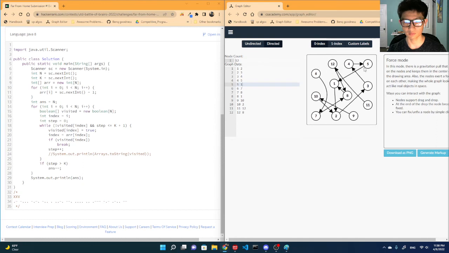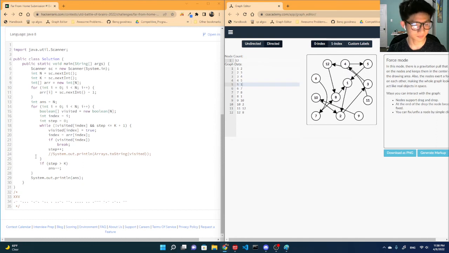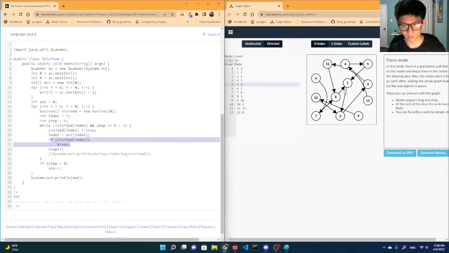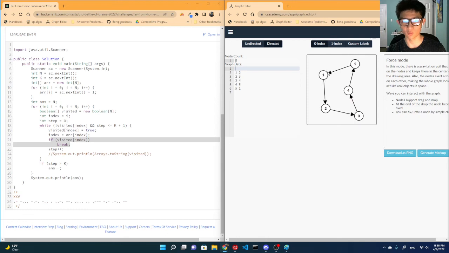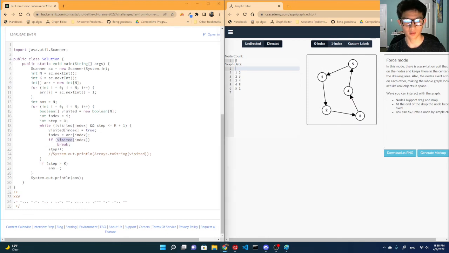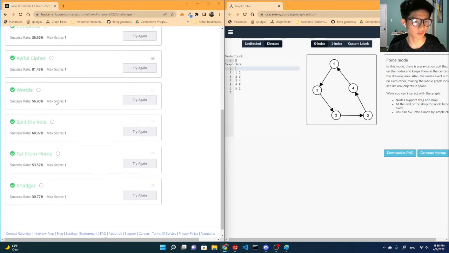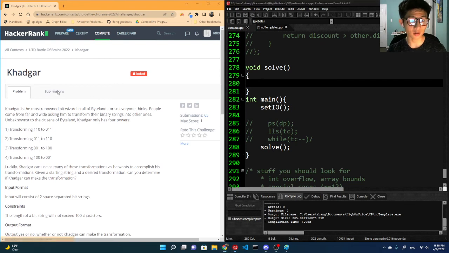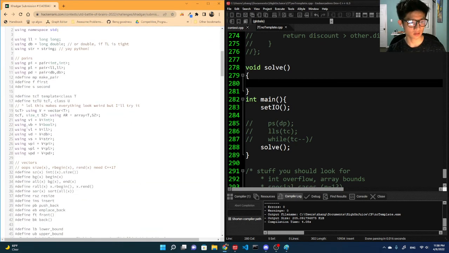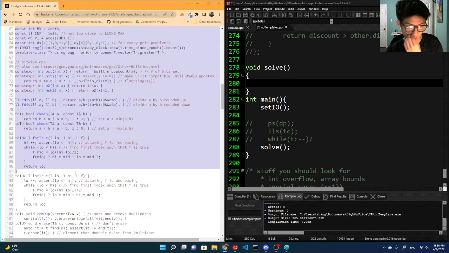5 to 1. If I've been there before, for example, like I was at 1 before, I'm going to break, and if the amount of steps it takes is greater than k, that is not a good node, or not a safe node. That's far from home. I didn't do far from home, but Sam probably had a ball. Khadgar I did do though. It's a little bit easier.